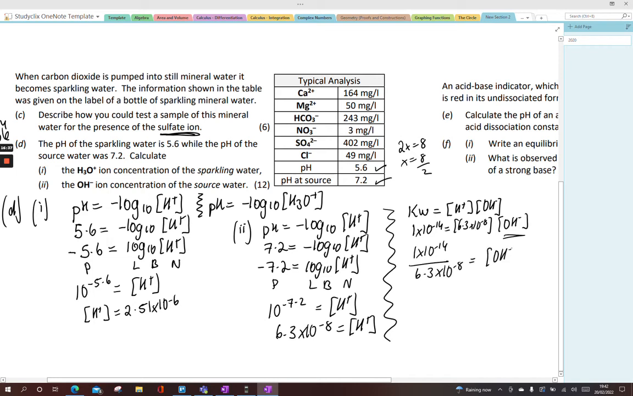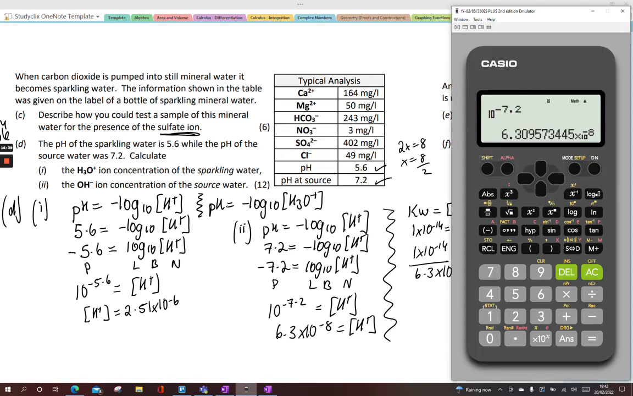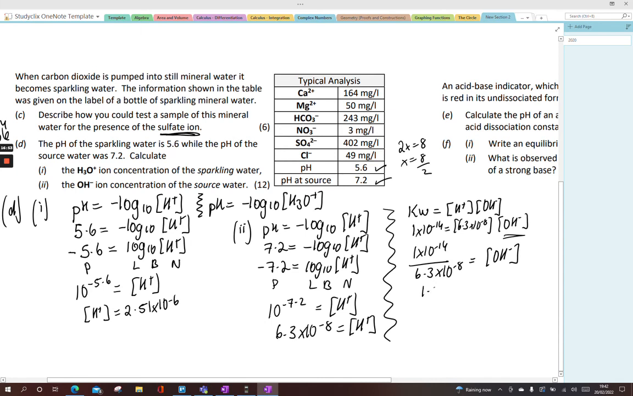That'll give me my hydroxide ion concentration. I can simply use that answer in my calculator. So fraction button, 1 by 10 to the minus 14, divide that by answer, and I get 1.58 by 10 to the minus 7. So since it is basic, it's going to have a bigger concentration of my hydroxide ions compared to my hydrogen ions.